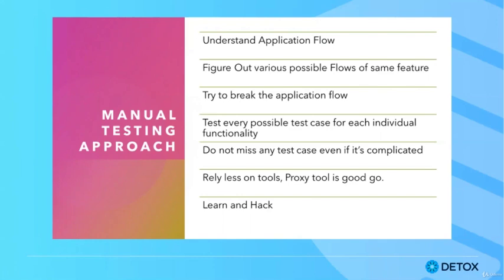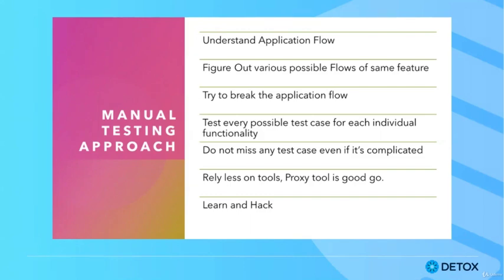Don't miss any test case, even if it's complicated. Let's say you see there's XML data going on and you think, okay, I can do XXE, but it's complicated. Let it be, right? You will try some random payloads and then say it's not working, so let me do something else, right? This is not always going to help. You have to try every single test case possible.